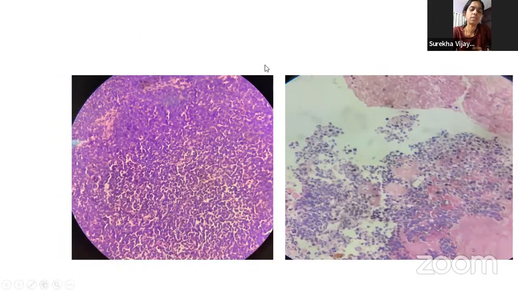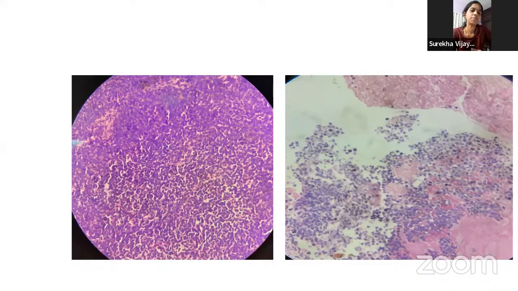Dr. Basit, can you just, okay. This picture shows the cells arranged in sheets. If you want to describe the individual cells, they are small cells with scanty cytoplasm, and the nuclei are finely stippled.